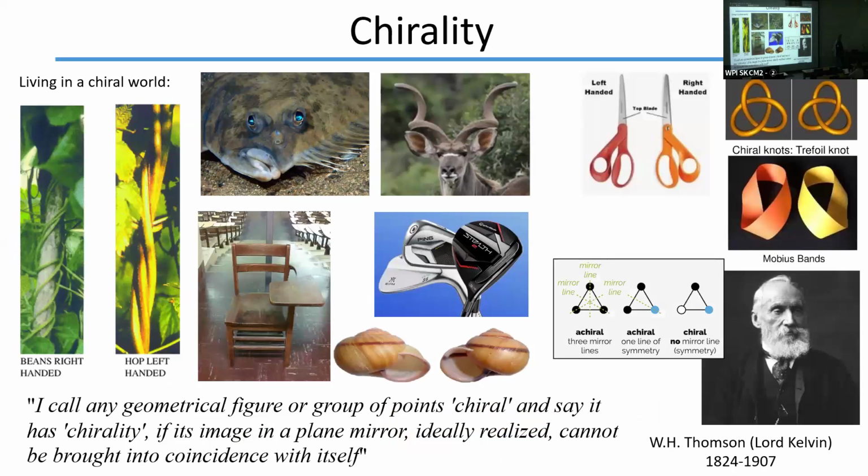So, chirality. We are actually living in a chiral world. There are plants that grow in a chiral fashion with a helical structure. There are the right-handed beans growing, whereas the pea grows in the other direction, left-handed. There are chiral animals like flounders or this guy. By the way, I did nick a number of pictures from the internet without reference. So students, don't do that.